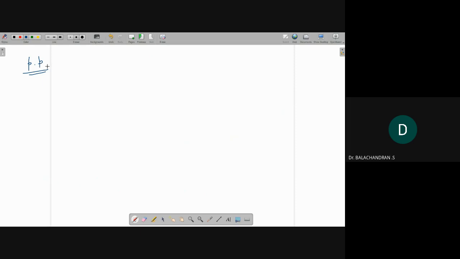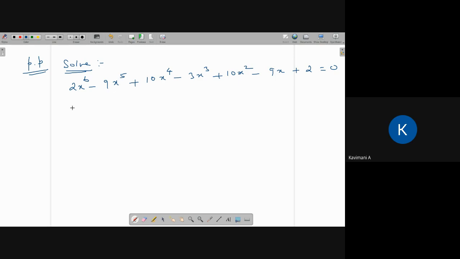Solve. First, identify which type this comes under. 2x power 6 minus x power 5 plus 10x power 4 minus 3x cube plus 10x square minus 9x plus 2. Which type does this come under? Fourth type? Sir, even degree with like signs. Yeah, even degree with like signs. So this comes under type 1. Type 1, sir.